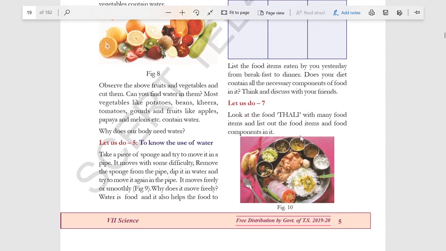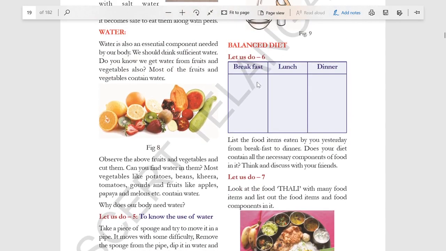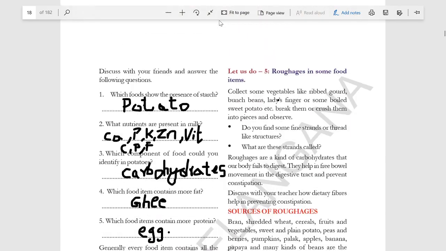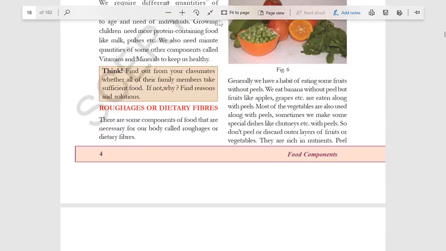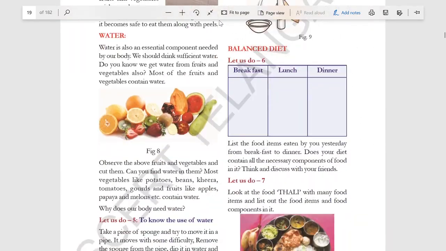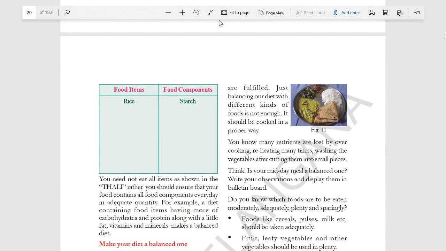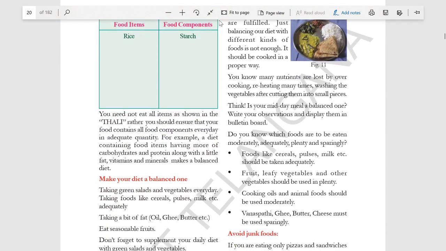You can prepare a chart with the help of the components present in food. Did you have carbohydrates, proteins, vitamins, fats, everything today or not? By seeing that, you can prepare this chart.